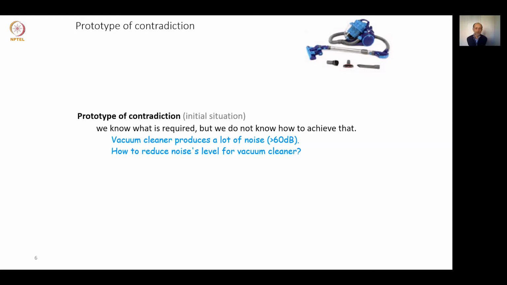As soon as we arrive at such a question, we are always looking for the solution. But before looking for the solution, the good idea is to understand what is behind this initial situation. In the initial situation, we know what is required, we know what we want, we know the desired result, but we have no idea how to achieve it. But if you ask the same question of experienced engineers, they will say: if you have a problem with noise, we can add some damping materials. If you add damping materials, like sponge, inside the case of the vacuum cleaner, the noise level will be reduced. But in this situation, we also have degradation of other parameters.